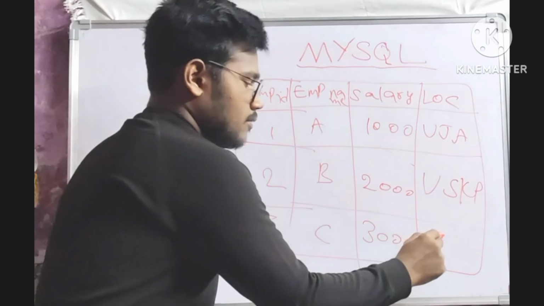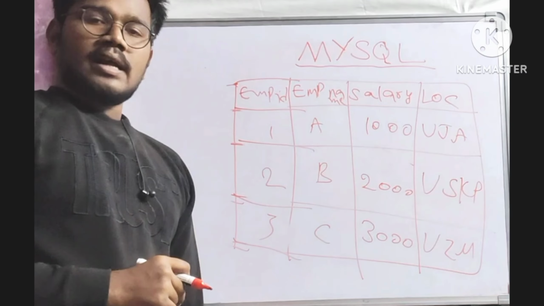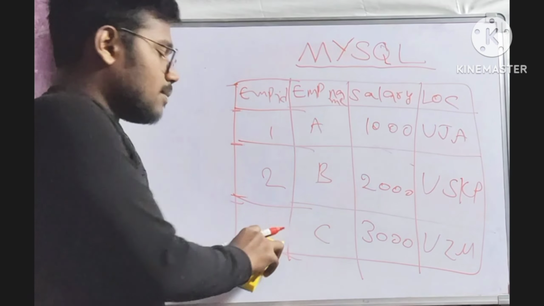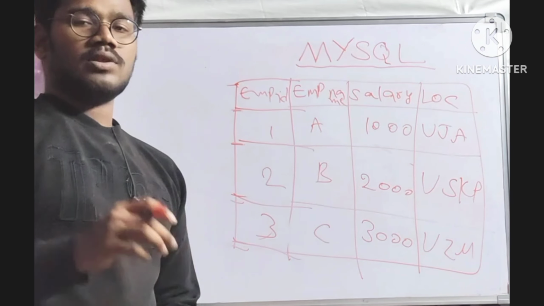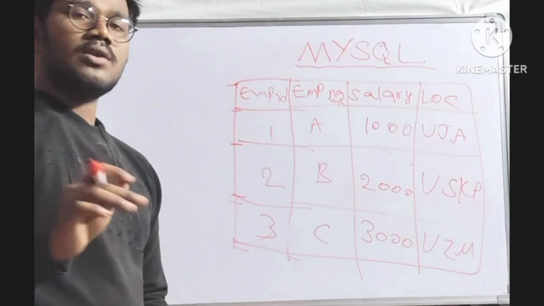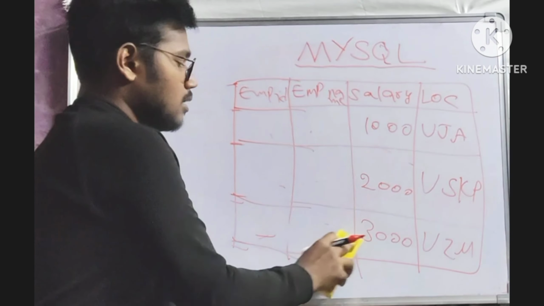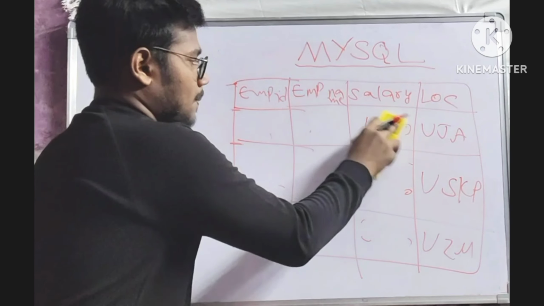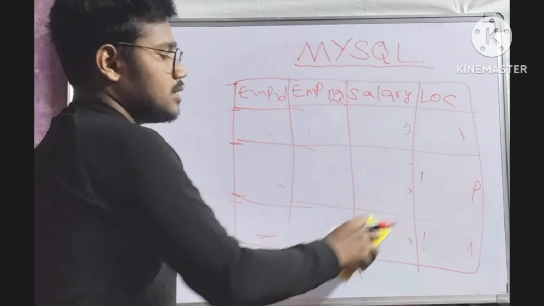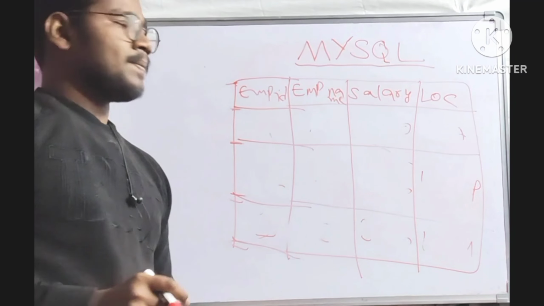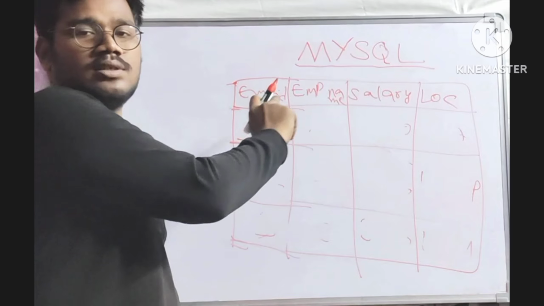employee 3 is Vijayanagaram. So if we use the truncate command, this truncate command is used to delete the information present inside the table without deleting the structure of the table. If we use the truncate command, the information present inside the table will be deleted. So this information is deleted inside the table with the help of the truncate command, but the structure remains the same.